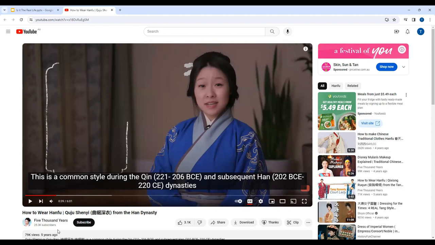Mawangdui 1 clothing, by the way, is day wear. Luxury day wear, still day wear.